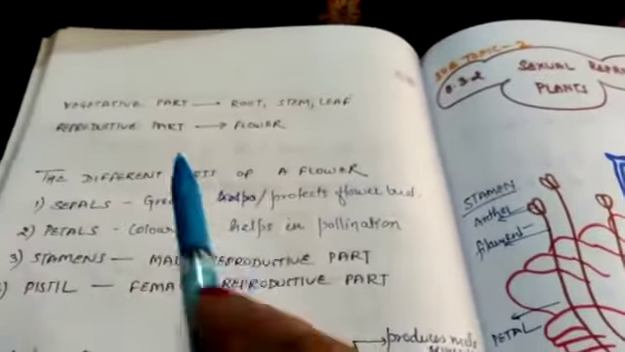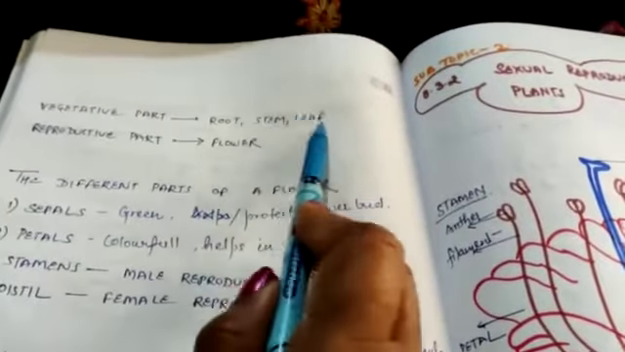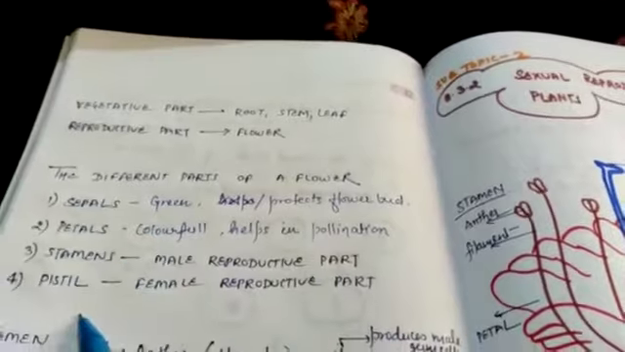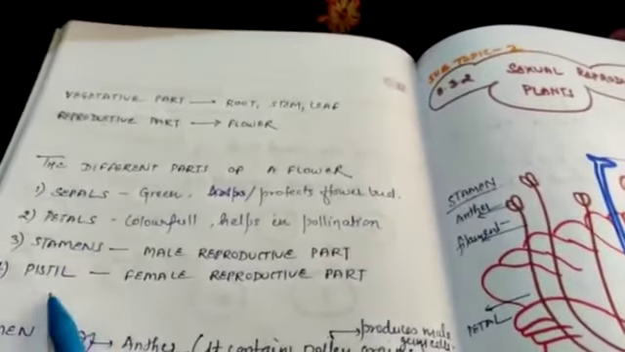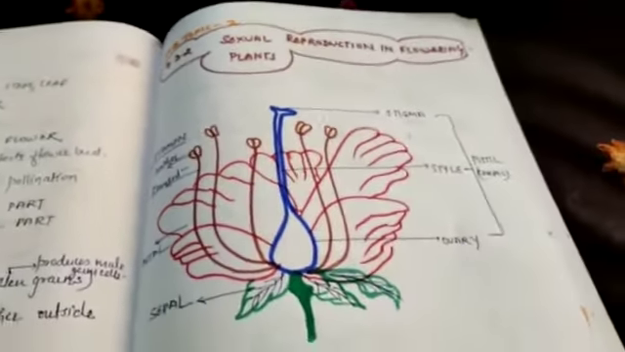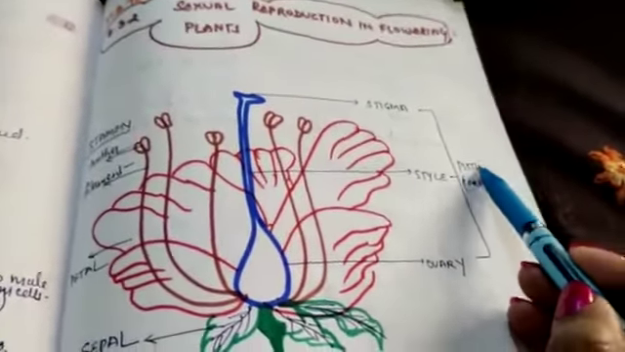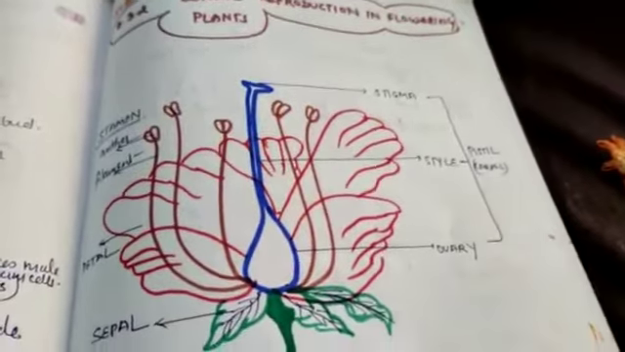This whole is flower. Vegetative part of flower is root, stem, leaf. Reproductive part is flower, right? And these are the parts of flower. Stamen is the male part and pistil is the female part. So this is about the whole structure of flower. And here pistil is also known as carpel, right?